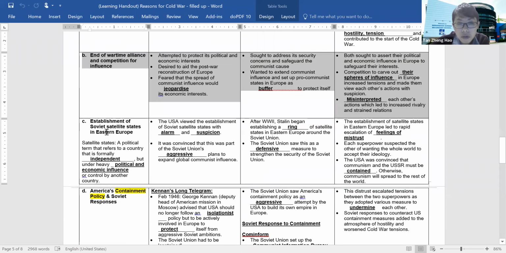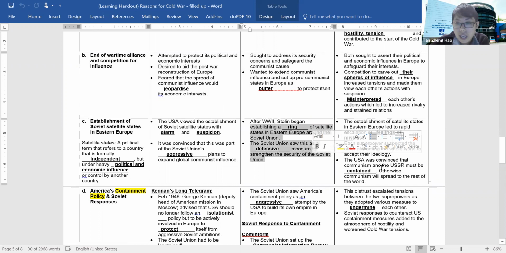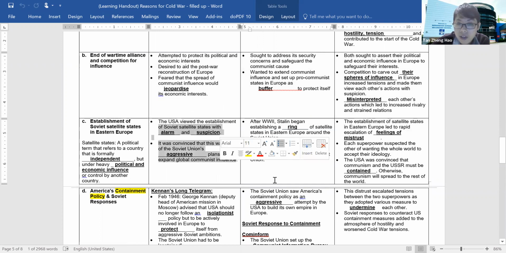You can also talk about Soviet satellite states, because what does the satellite states mean? It means that the USSR wanted to have all these countries that are surrounding the USSR and that can kind of protect and defend the Soviet Union. On the other hand, the USA finds this very suspicious, very aggressive, because it looks like you are converting all these countries to your side. And if they are supporting USSR, they may be a threat to the USA and its friends.